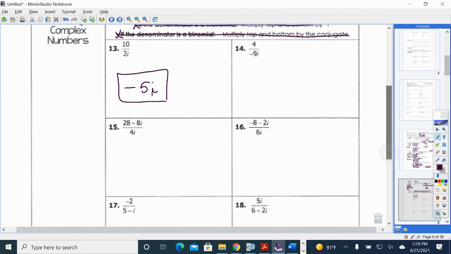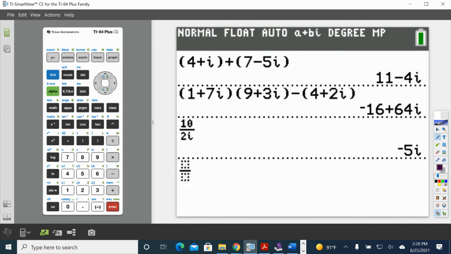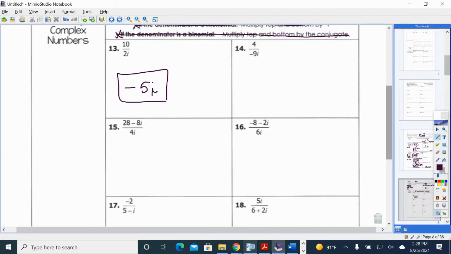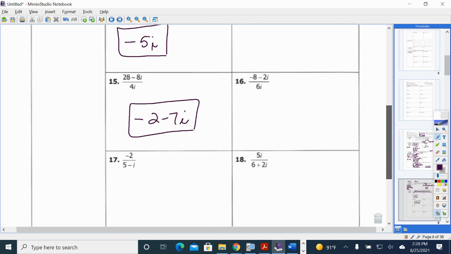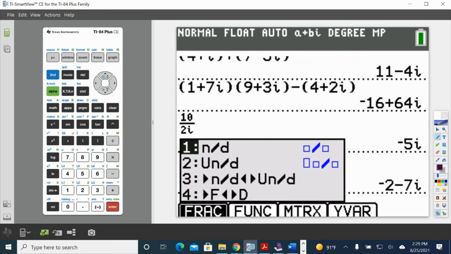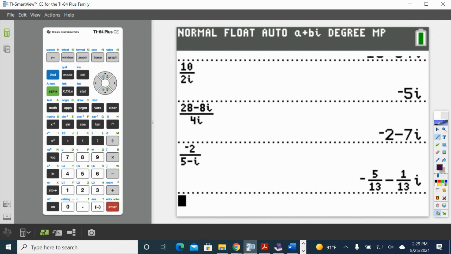Let me show you number 15. Again, fraction. We've got 28 minus 8i in the numerator and 4i in the denominator. And our answer is negative 2 minus 7i. And then I'm going to show you one more, number 17. We've got negative 2 being divided by 5 minus i. And our answer here says negative 5/13 minus 1/13 i.